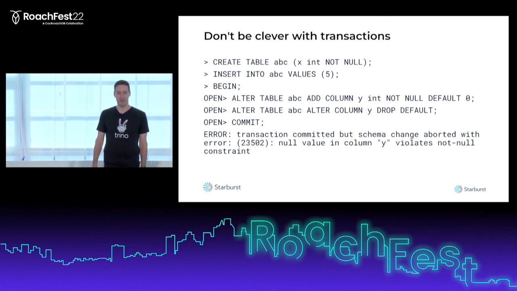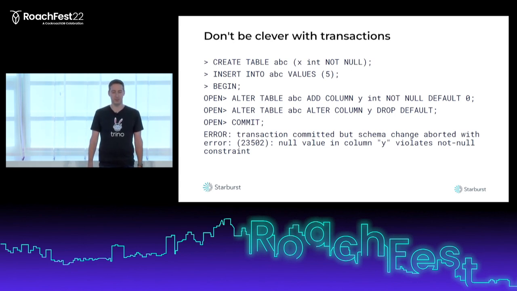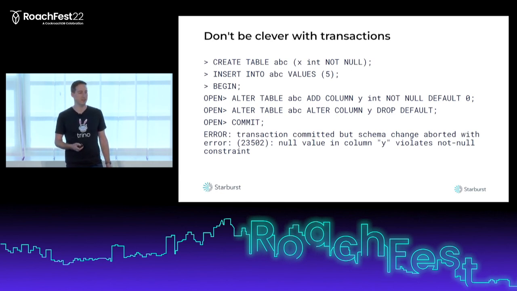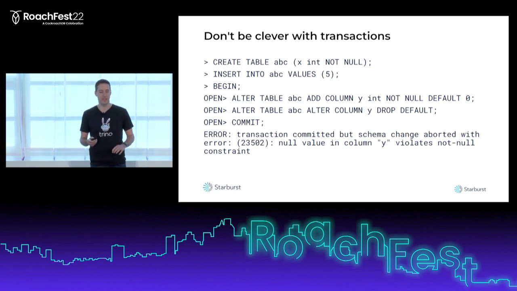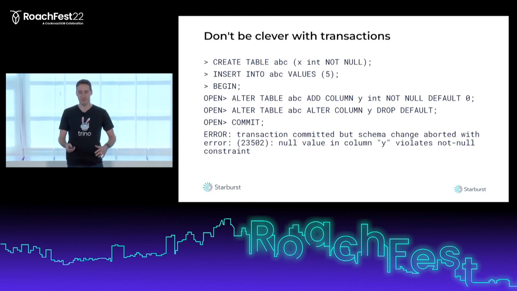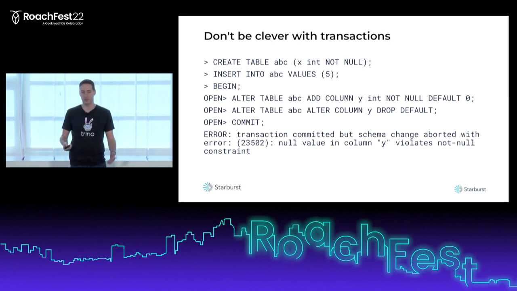But we get this error saying that the null value in column Y violates the not null constraint, which is kind of unexpected because by the time the alter column runs, it should have a default. Well, it turns out the way Cockroach implements transactions for DDL, it seems like they look at the state of the table before the transaction started, rather than its state within the transaction. Whereas if you ran these two statements in separate transactions, it would actually work. So basically, just don't try to get too clever and put things in separate transactions if you can when you're doing DDL, because transactions in DDL don't always work the way you expect.